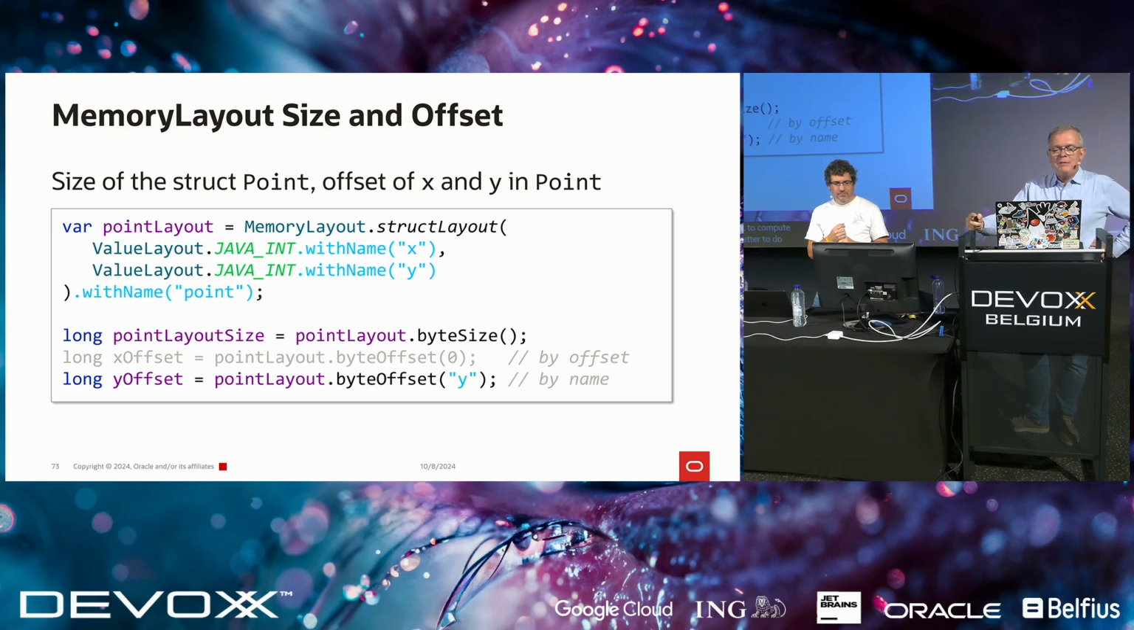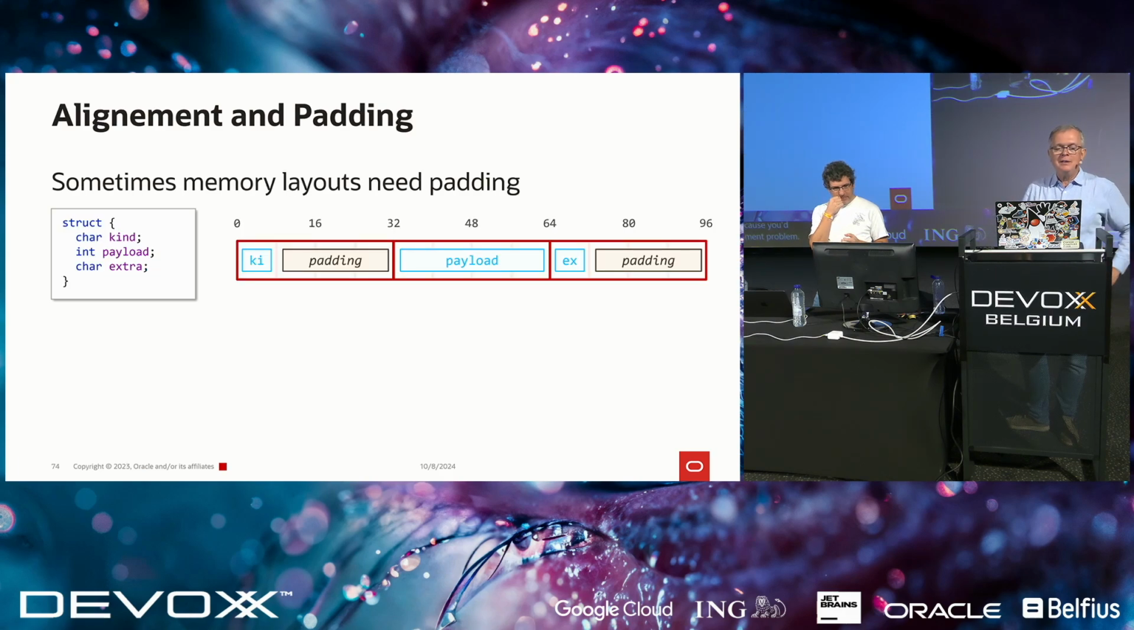Now, here you don't have any problem because you have two ints, so you don't have any alignment problem. But you can have alignment issues, and this is why you need padding. Here we have a struct in C. The first element is a char, which in C is 8 bits, and then an int, which is called payload, and then another char, which is also 8 bits. And you need to pad that in memory.